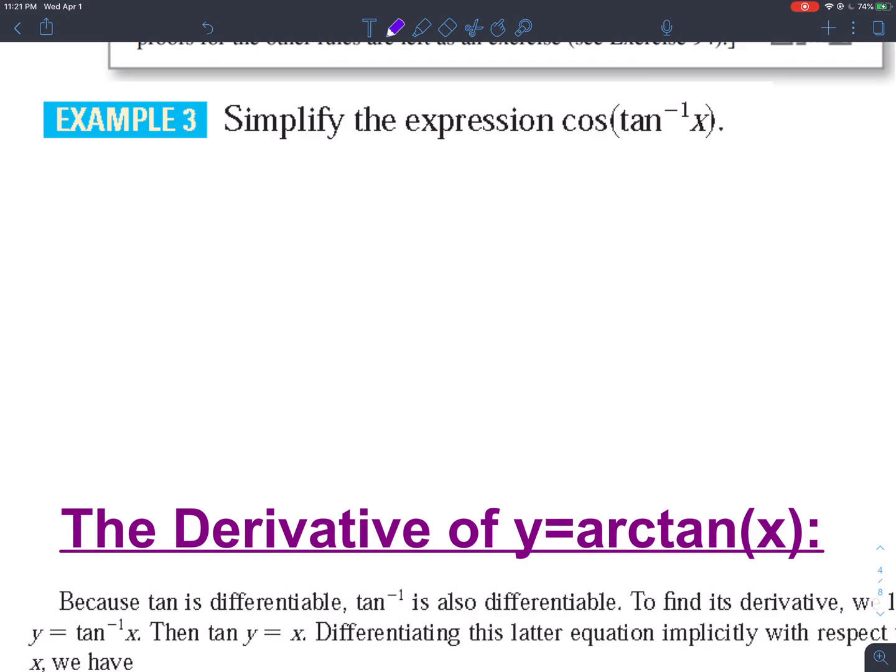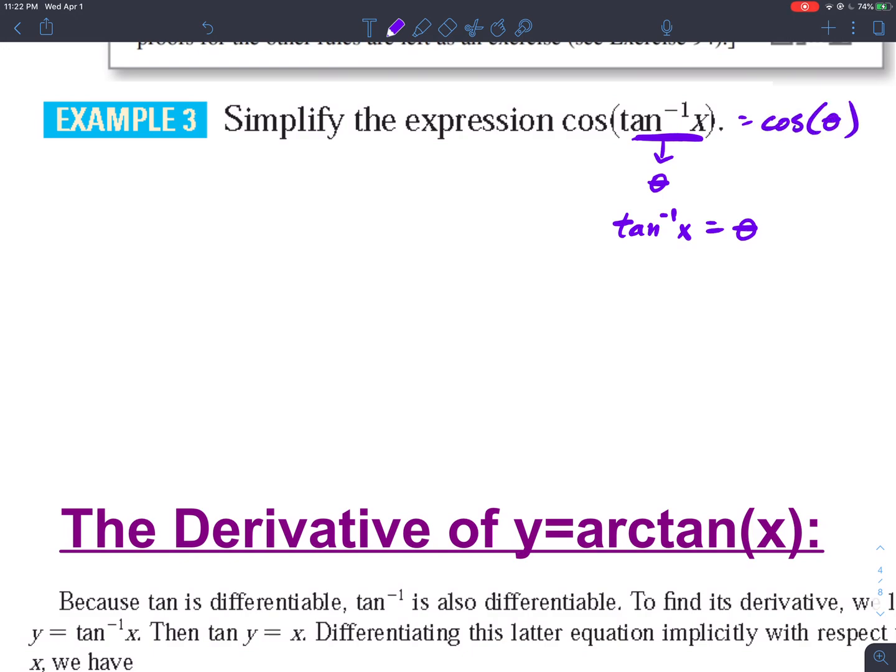So with that in mind, that gives me an idea that I'm probably going to use a triangle. I'm not going to be able to just pull this out of thin air. The way I like to think of it is I'm taking cosine of something, and generally the input of a trig function is an angle. So let's call inverse tangent of x theta. Then what I'm really trying to calculate here is cosine of theta.